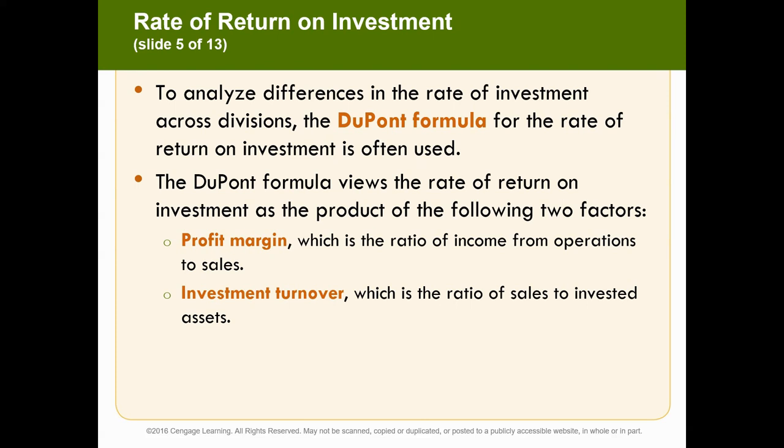So the DuPont formula views the rate of return on investment as the product of the following two factors. The profit margin. You guys remember the profit margin from previous chapters. This is the ratio of the income from operations to sales. And then we also have the investment turnover. This is the ratio of sales to invested assets. So we just kind of talked about this in the previous slides.